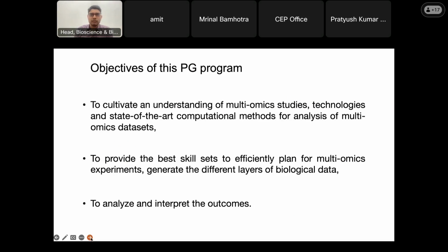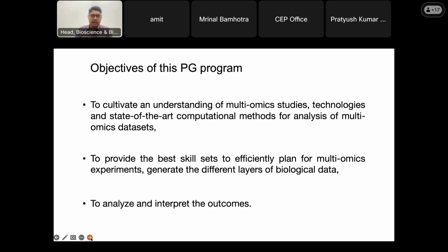So next, what we have is a detailed description of the program. I will start with the objectives of this program. Our program aims to cultivate an understanding of multi-omics studies, technologies, and state-of-the-art computational methods for analysis of omics datasets. Our objective is to provide the cutting edge skill sets to efficiently plan for multi-omics experiments and generate the different layers of biological data.